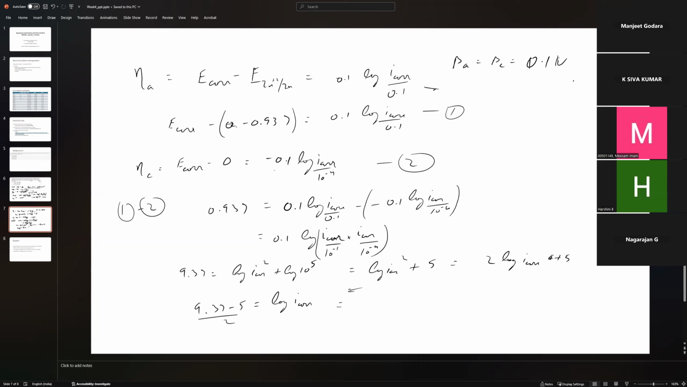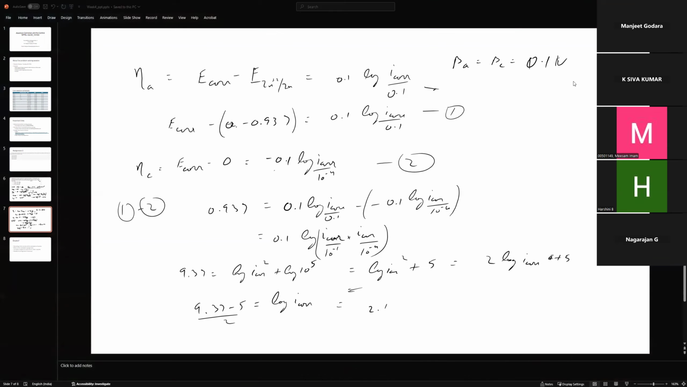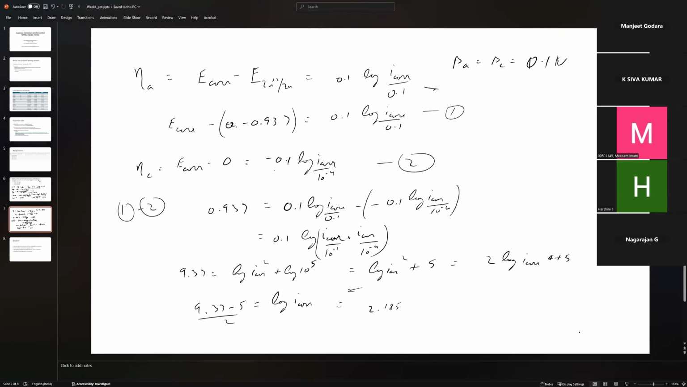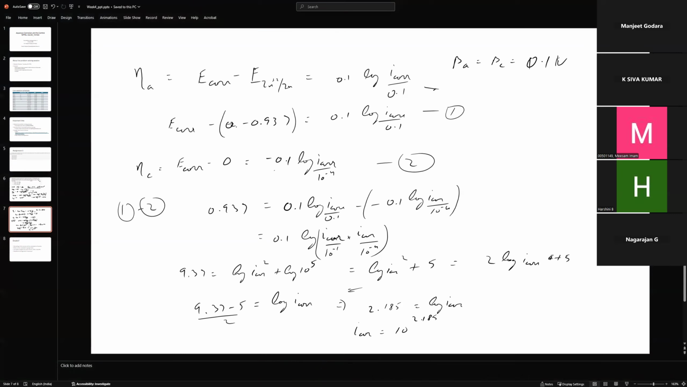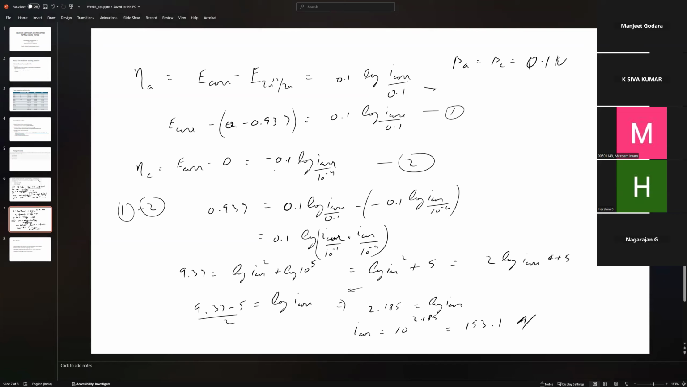So 9.37 minus 5 divided by 2 gives log of I corr, which is 2.185. So I corr equals 10 to the power 2.185. This value comes out to 153.1 amps per meter square.